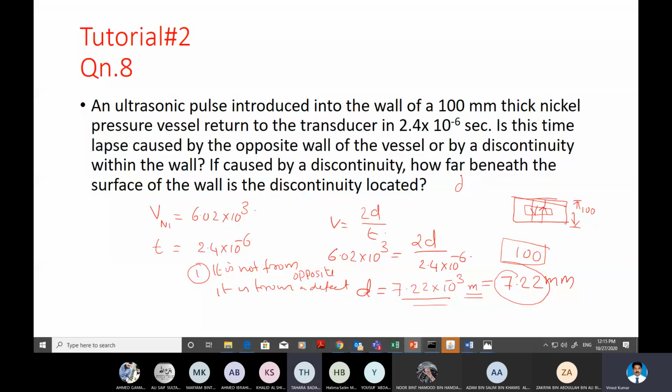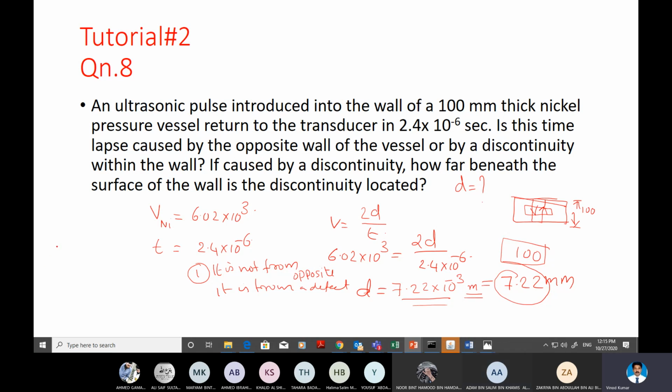Now the question 2 is, if it is from a defect, how far? How far means what is D? How far beneath means what is D? So D we can calculate. We already calculated D, 7.22 millimeter. This question, is that clear to you? Yes, doctor. Yeah, it is direct substitution and direct calculation. So the question is whether the signal you are getting is from the discontinuity or from the wall.